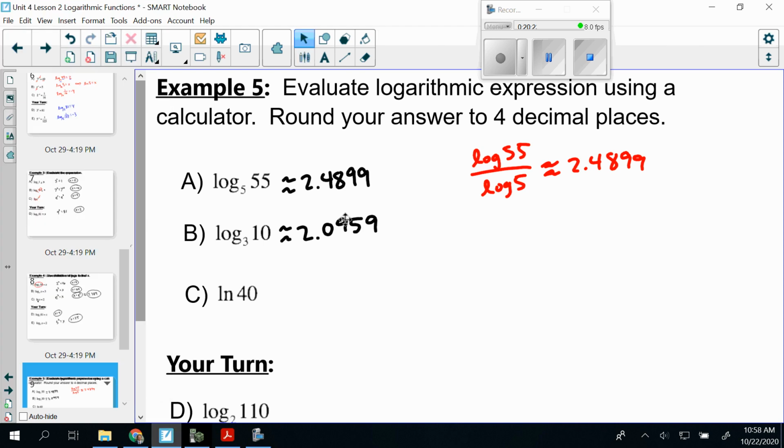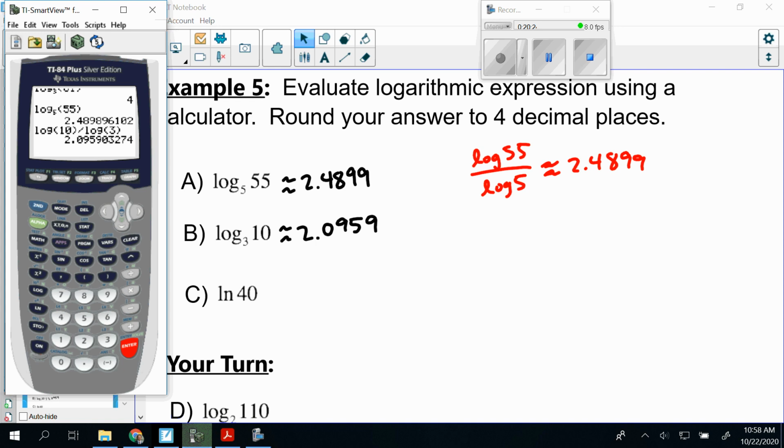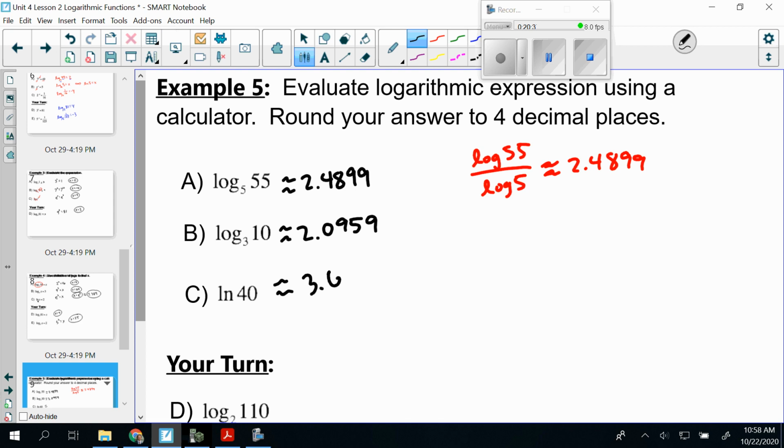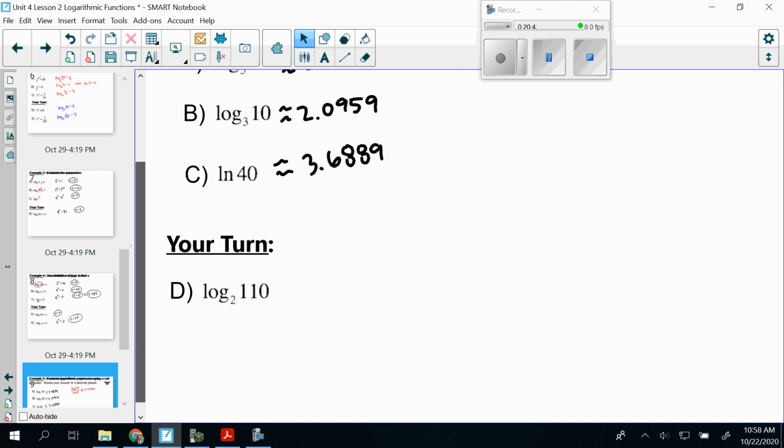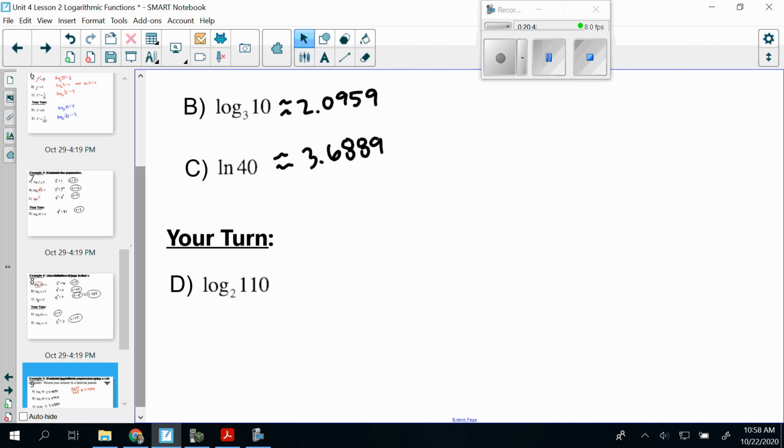Natural log, this one, you don't have to go through that math menu. Natural log's right on your front screen. So just hit natural log of 40. And you should get the solution there, 3.6889. So there's that one. Your turn, try on your calculator, see if you can type that one in, see what you get.